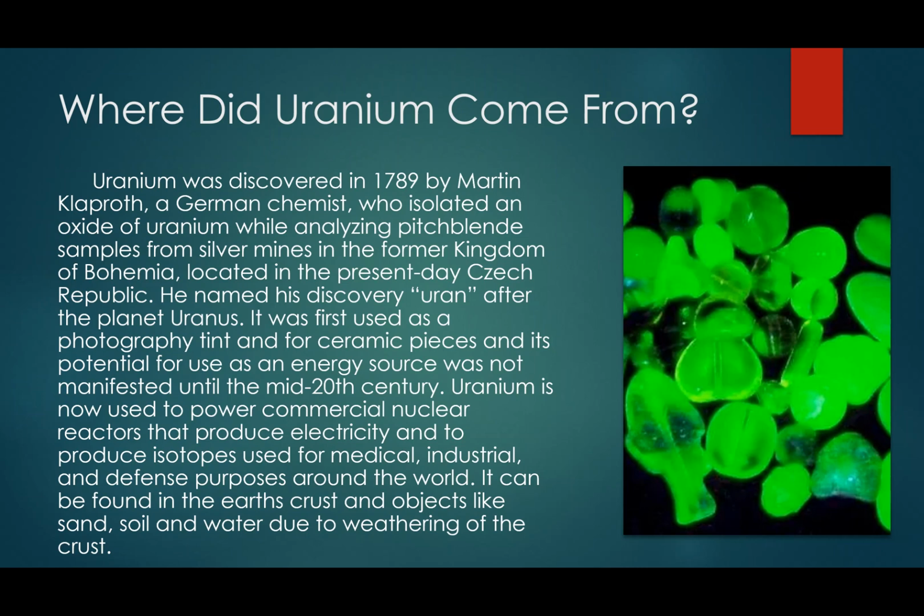It was first used as a photography tint and for ceramic pieces, and its potential for use as an energy source was not manifested until the mid-20th century. Uranium is now used to power commercial nuclear reactors that produce electricity and to produce isotopes used for medical, industrial, and defense purposes around the world. It can be found in the Earth's crust and objects like sand, soil, and water due to weathering of the crust.